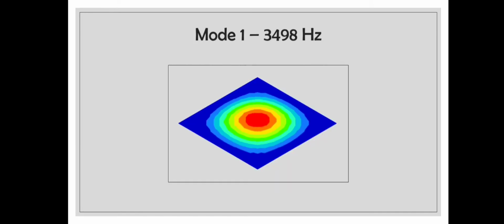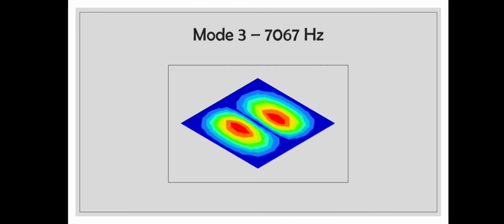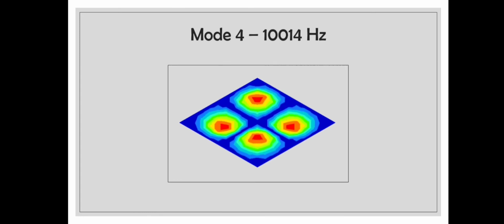So let's have a look at the mode shapes. This is the first mode of the plate. We're talking about the 4 mm thick plate, which is at 3498 Hertz. This is the second mode at 7067 Hertz. This is the third mode, again at 7067 Hertz. This is the fourth mode at 10,014 Hertz.